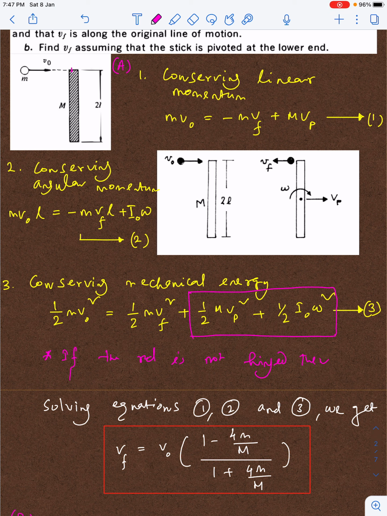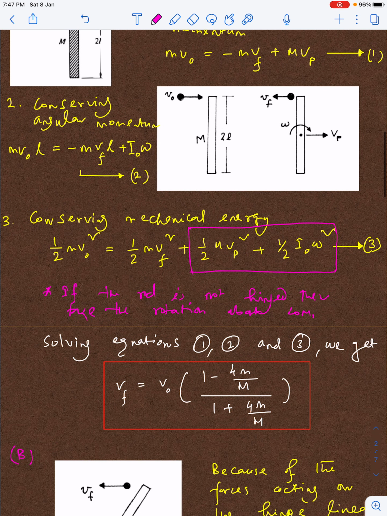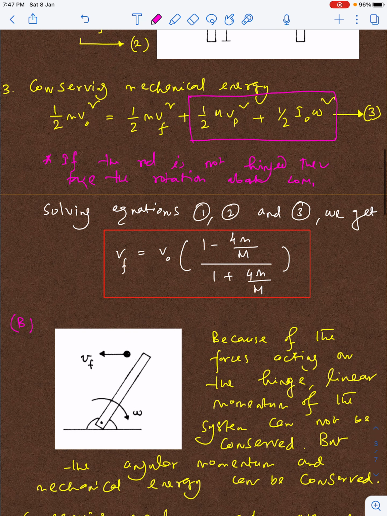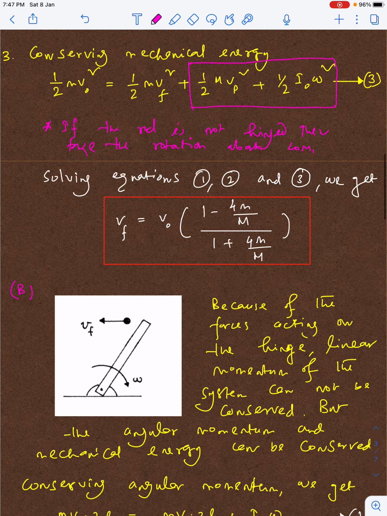So the point that you have to remember over here is that if the rod is not hinged, then take the rotation about center of mass of the system, right? So if I solve these equations, we will get the answer Vf is equal to V0 into 1 minus 4m by capital M divided by 1 plus 4m by M. In the second case, if the rod is hinged at this point, then obviously it will rotate about this point.